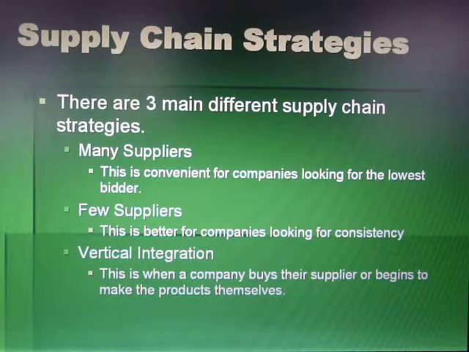Few suppliers. This is better for companies looking for consistency. They know that their suppliers are good and they will continue to use them. Vertical integration. This is when a company buys their supplier or begins to make the products themselves.